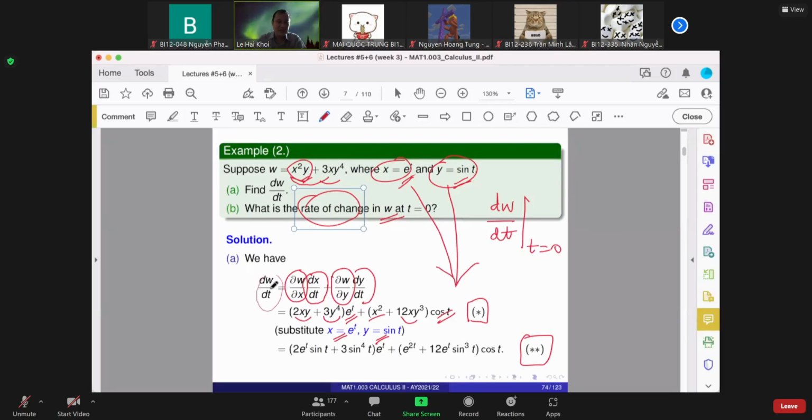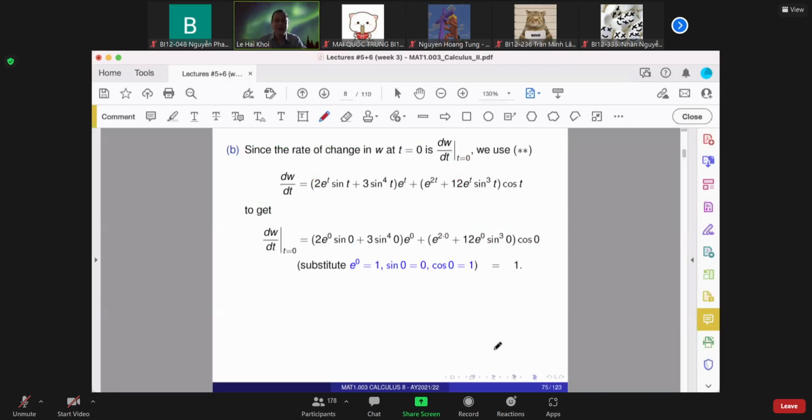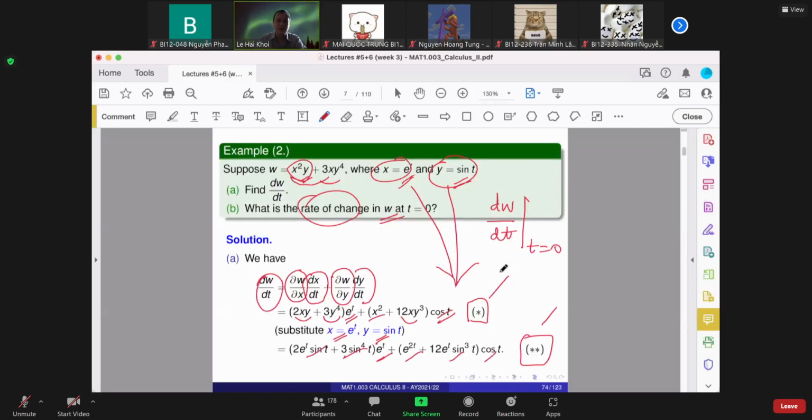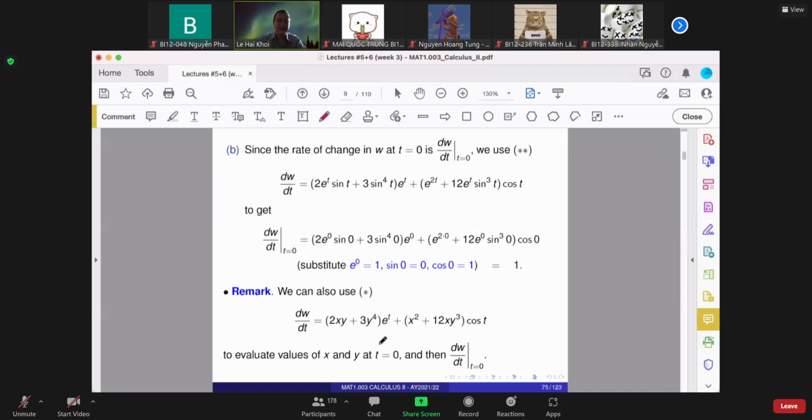So for dw over dt, we can use either 1 star or 2 star. If we take 2 star, because everything you have is expressed in terms of t, then substitute t equal to 0. You have 0, 0, 1, 1, 0, 1. So you get 1. Right? But you can also use this one. But in this case, when you substitute t equal to 0, you should remember x and y at 0 also. So you have to compute x at 0, y at 0, then you get the answer, right? Evaluate x and y at 0, and you get exactly the same answer. So it is up to you.